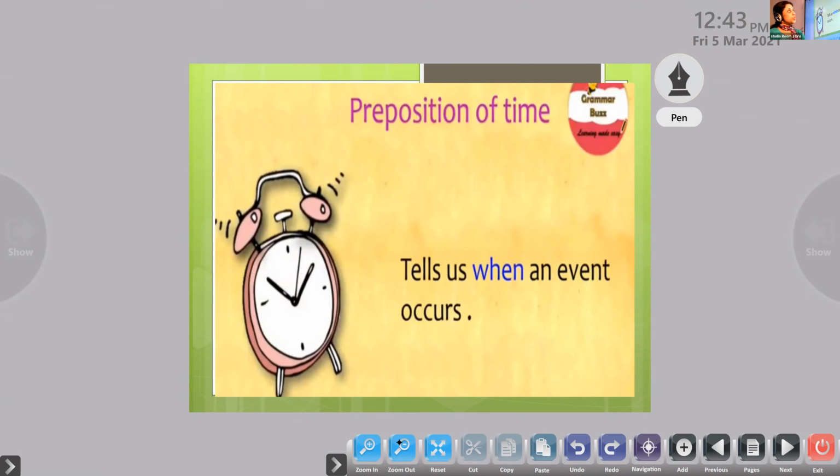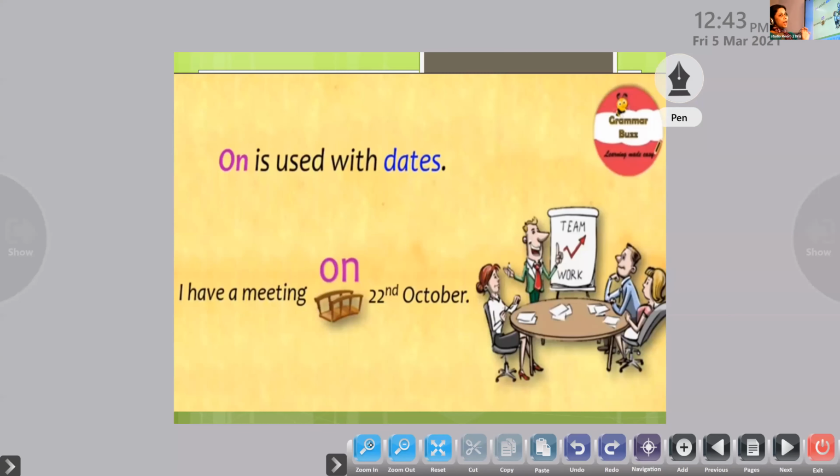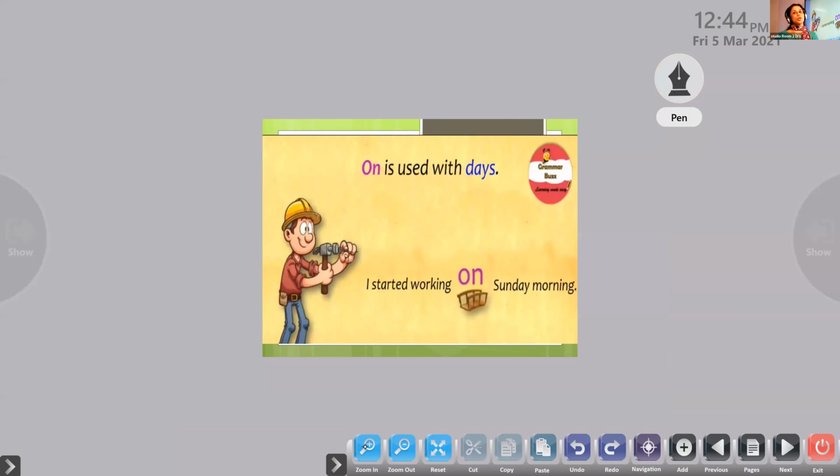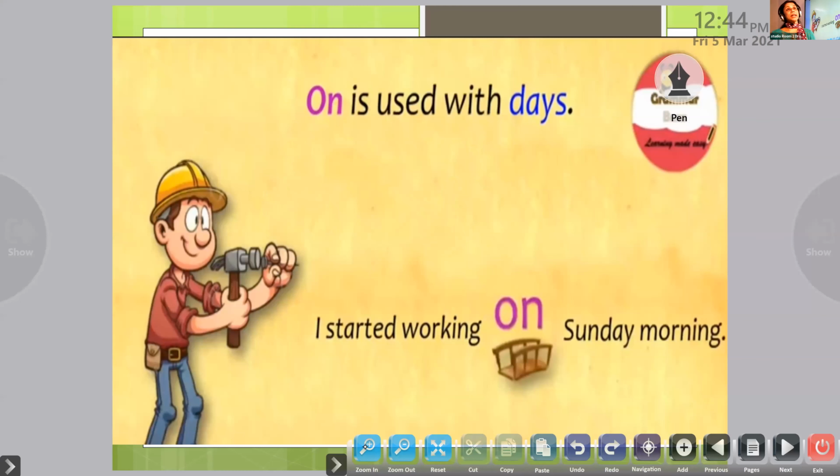On is used with days and dates. Both the D's, learn it well. With two D's, that is day and dates. This is a date: 22nd October is a date. Today's date, 5th March 2021, is today's date. With dates and days, we use the preposition on. All the 7 days of the week, we use the preposition on.